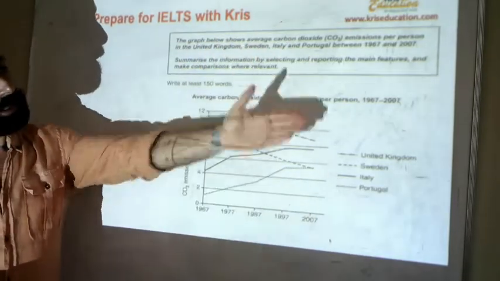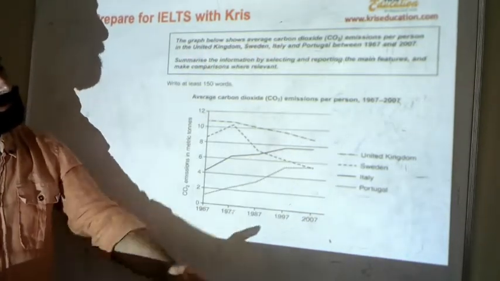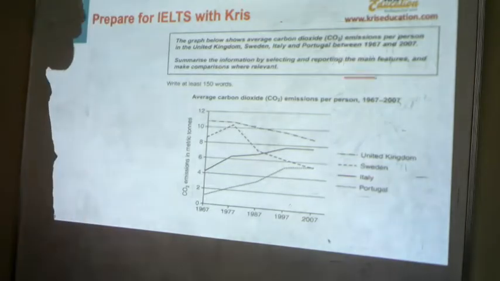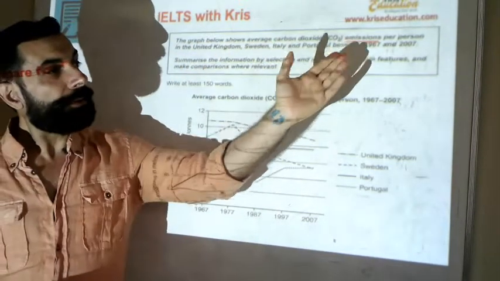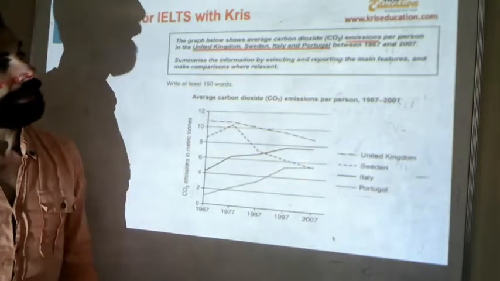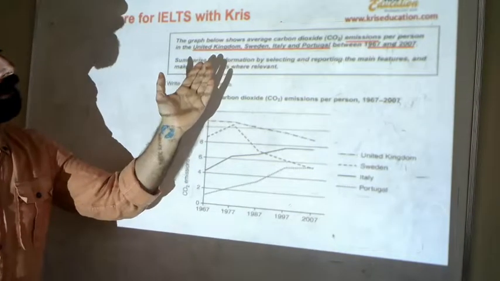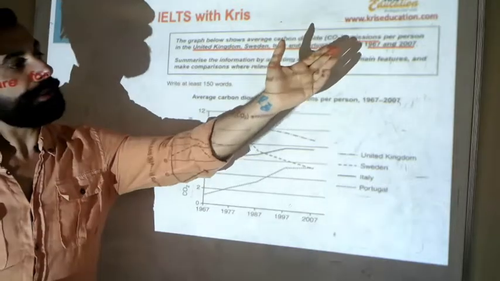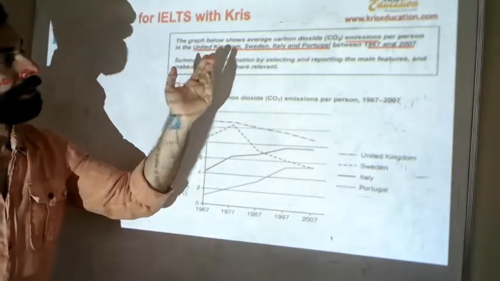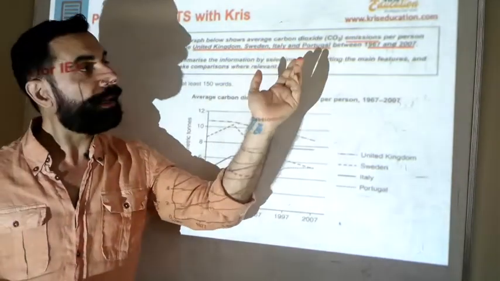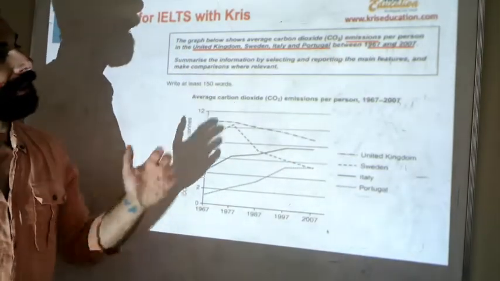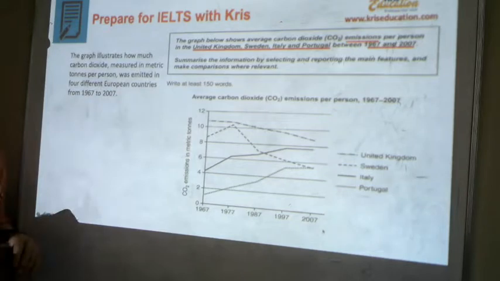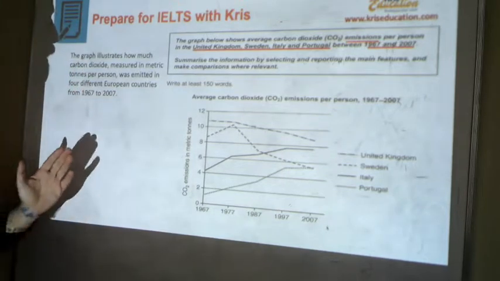So again, this is the task that we saw. This is what IELTS gives you. And the very first thing that we need to do, we read the first sentence and we underline the keywords. The keywords here are carbon dioxide emissions, United Kingdom, Sweden, Italy, and Portugal, and the years. After doing that, we can write something like this.